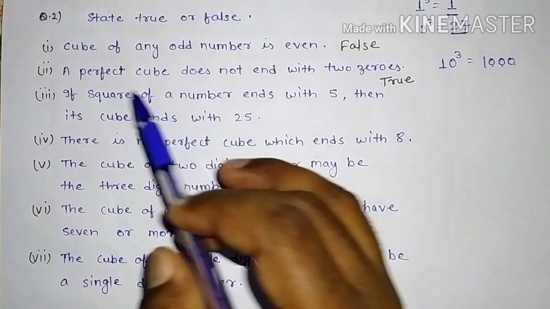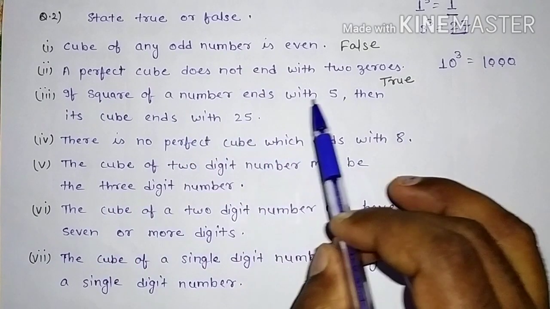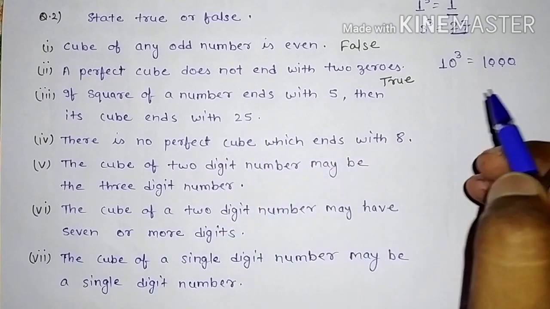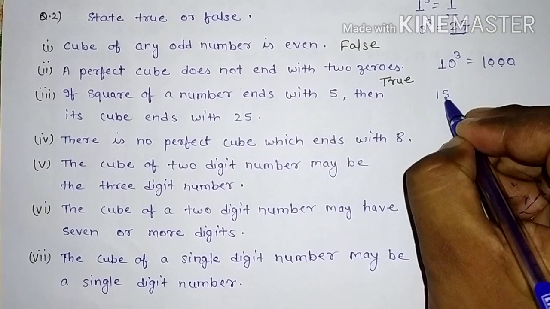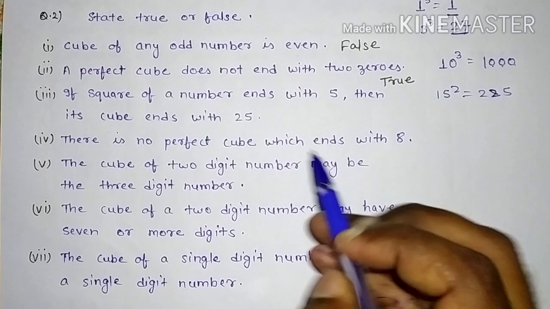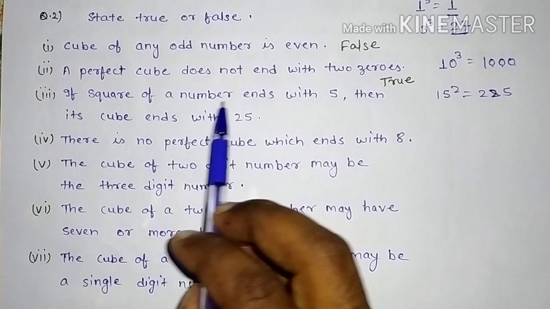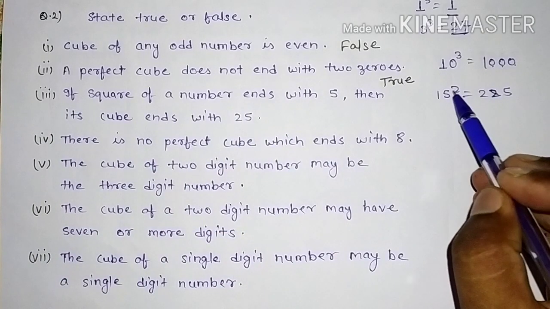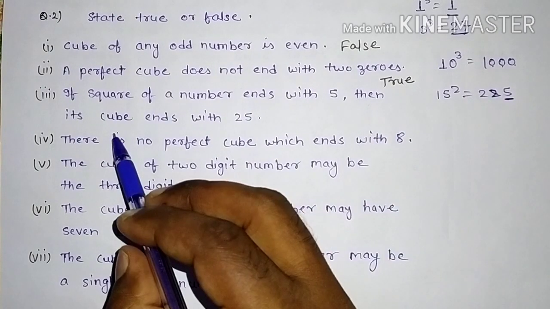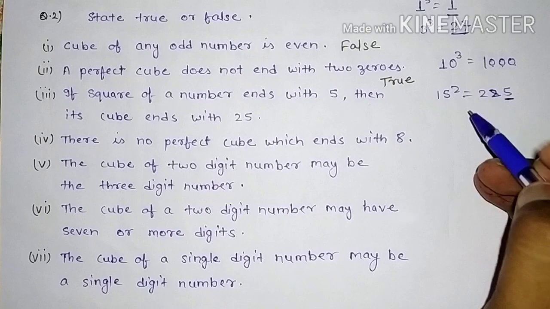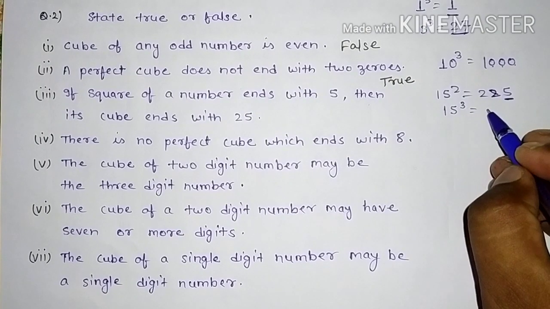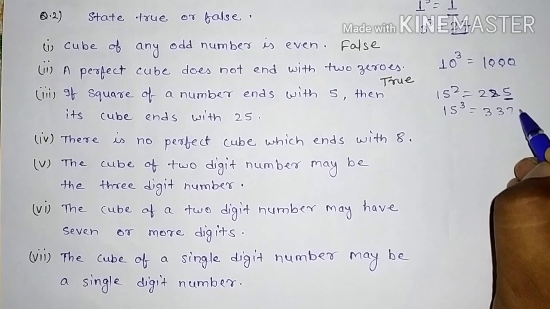Now question number 3. If the square of a number ends with 5, then its cube ends with 25. So here I am taking the example of 15. The square of 15 is 225, we know that. So the statement is: if the square of a number ends with 5. The square of 15 ends with 5. Then its cube ends with 25. So here we have to find the cube of that number. So 15 cubed equals 3375.